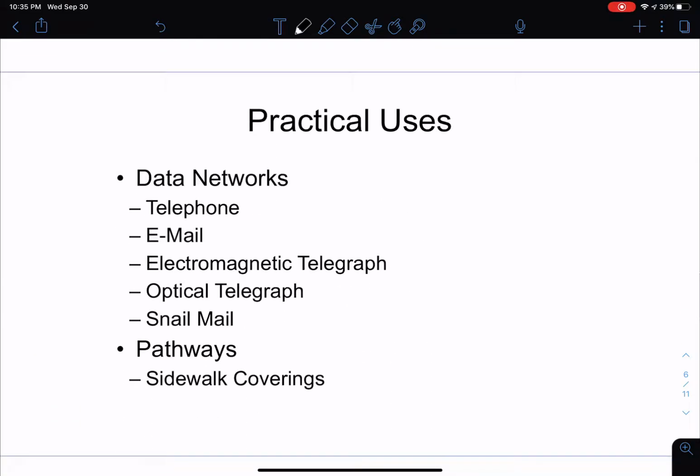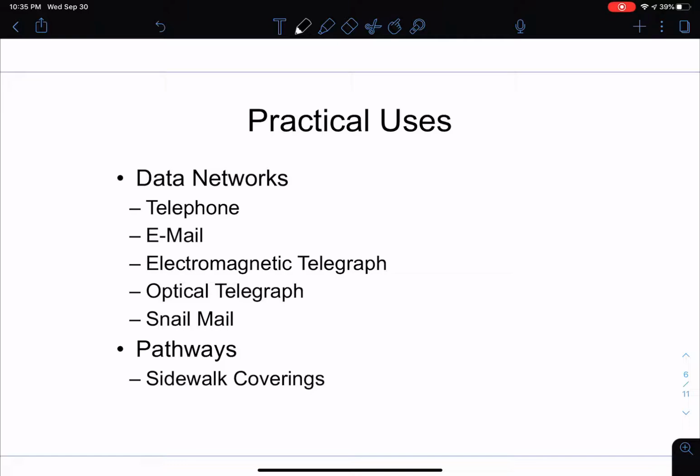Some practical uses for this include having maps of telephone networks, email networks, old-fashioned telegraphs, even snail mail. You know, if you think about it, your mail is supposed to come to your box. It's not supposed to go to your box and then take off again and take a circuit.